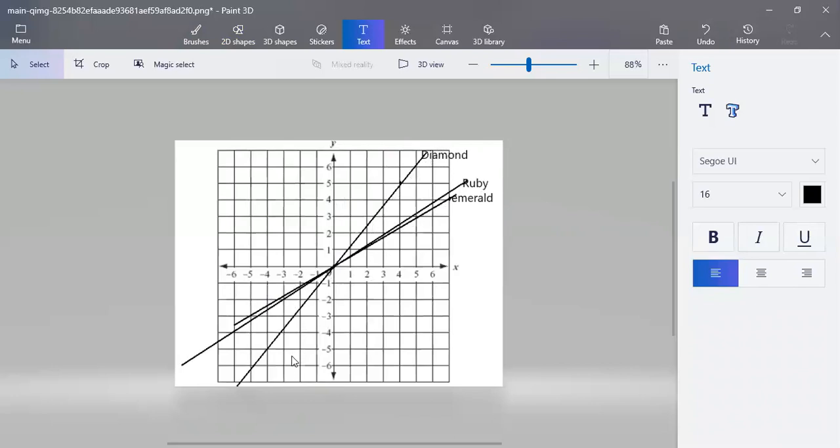So diamond is going to be the black one, because they said the hard one is going to be black. The next steeper one, if you observe, is going to be ruby. See this one. This is the line it's showing. Emerald starts low and then it's kind of going up. So the easiest is emerald, the medium one is ruby, and the very steep one is diamond. So you just have to write them in order, that's all.